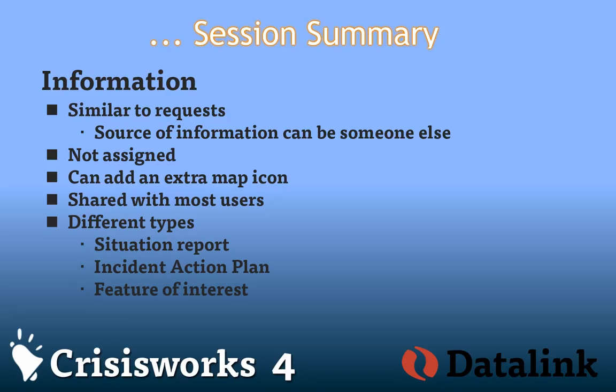Information records are very similar to requests. However, the key difference is that they're not assigned. It's just information or intelligence that sits in the system until it's no longer required. They can have an additional map icon, so if you want to use it as a geospatial identifier on the map, you can choose one of many map icons, and the data is shared with most users based on position. And there are a few different types of information, such as situation report, incident action plan, and feature of interest.